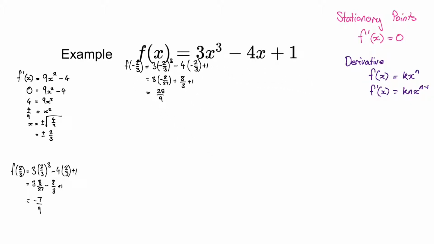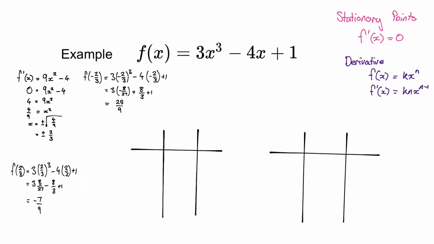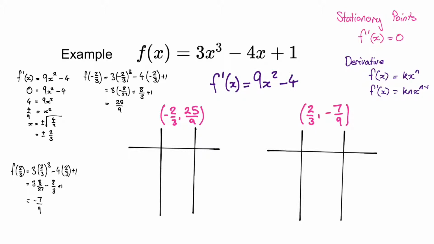Now that we've done that, we just need to have a look at our type of stationary point. So to do that, we're going to be drawing our graphs. Because we have 2 stationary points, we need 2 graphs. So our first graph will be looking at the point minus 2 over 3, 25 over 9. And for our second graph, we're going to be looking at 2 over 3, minus 7 over 9. We're also going to be needing to know our derivative, so I'll just write this here. I'm going to put in our details for when we have our stationary point.